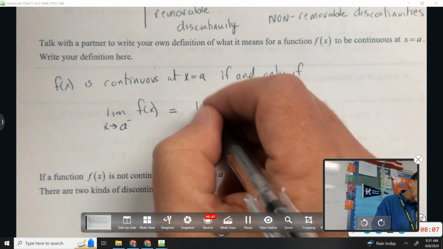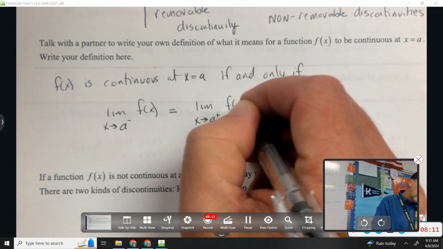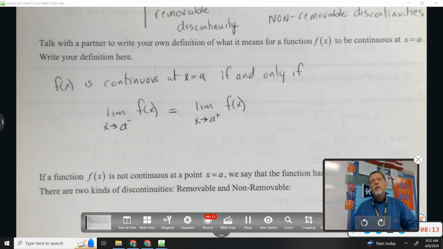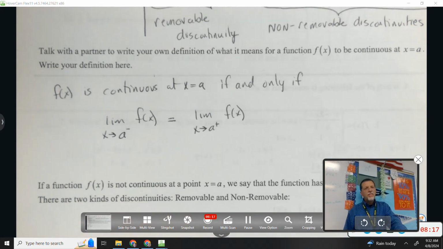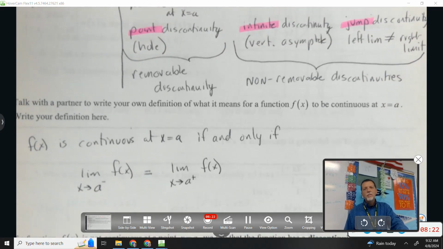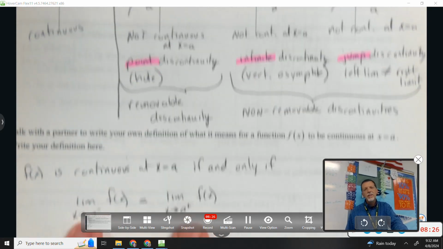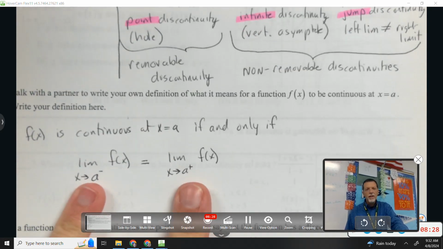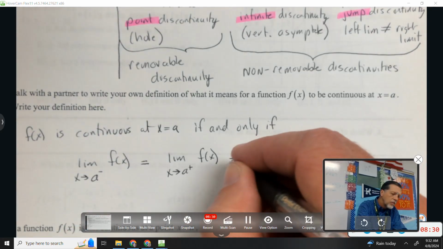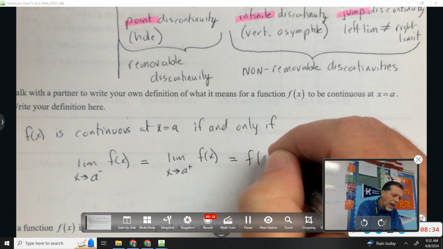Has to equal the limit as x approaches a from the right. But that's still not quite enough, because if we stop there, then a hole would be good, right? Because a hole has a limit from the left and from the right. So not only do the limits have to go to the same place, there actually has to be a function at that spot.